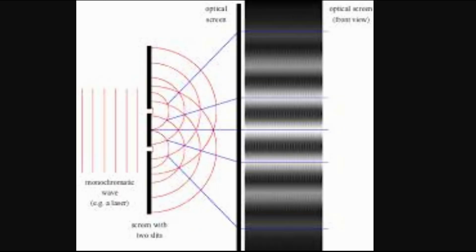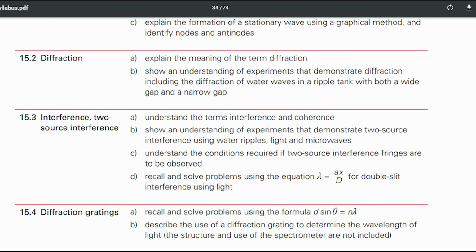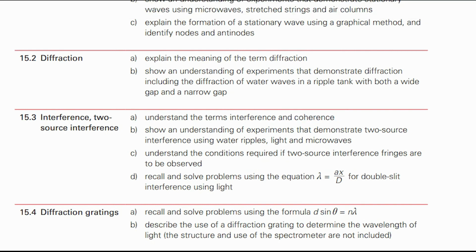Let's just go into the syllabus so that we are sure that we covered all of the points. Two slits. Understand the terms interference and coherence. Coherence is basically constant phase difference. When I was drawing the waves, we were drawing waves which had constant phase difference, right? Or constant wavelength. Show an understanding of experiments that demonstrate two source interference using water ripples, light, and microwaves. So we showed the ones with light, and the same exact behavior is seen in water ripples and also in microwaves.